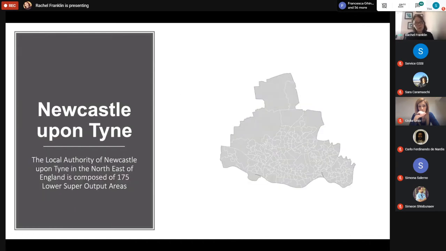Newcastle upon Tyne, or Newcastle, is in the northeast of England, very close to Scotland on the eastern coast, and it's composed of 175 lower super output areas. These are basically neighborhood scale, with 1,000 or so inhabitants. So these are the units of geography that we'll be working with for the Newcastle case study.